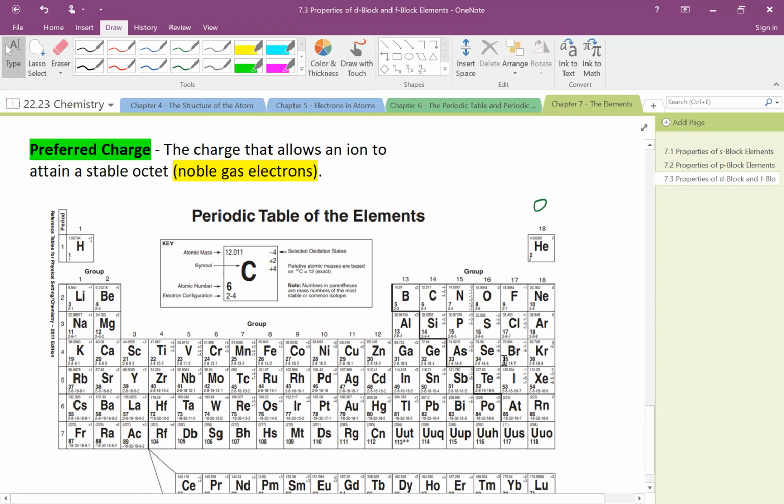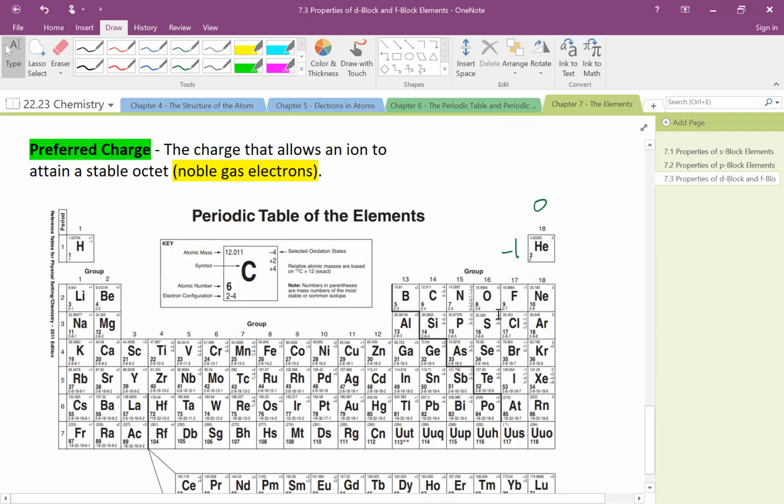If I go back 1 column to my column number 17, my halogens, these atoms are 1 electron away from a noble gas. So if they gain 1 more electron, right? So fluorine has 9. If it gains 1 more to get 10 electrons like neon, they will have a stable octet. And in doing so, they will gain a negative charge. So they'll gain 1 electron.